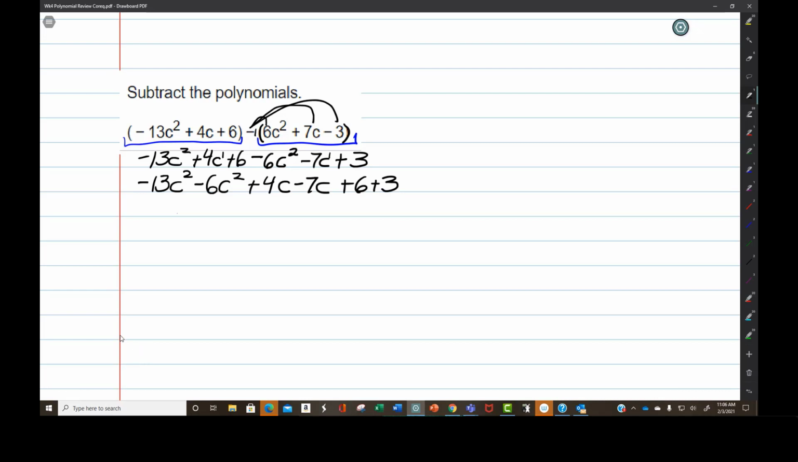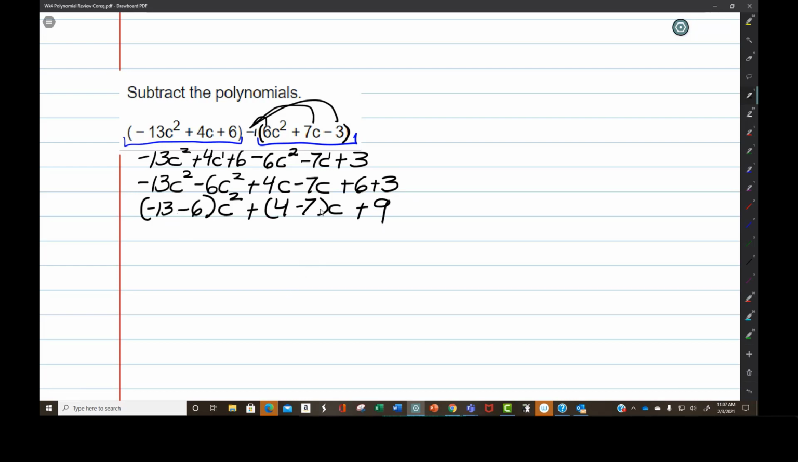Okay, and now just to be consistent and keep using the same method, this would be negative 13 minus 6. This would be 4 minus 7. And this would be just 6 plus 3 is 9.